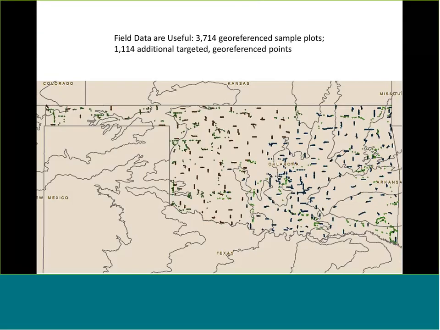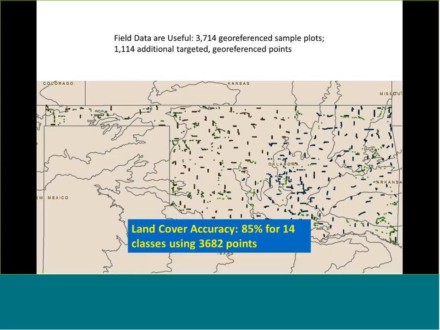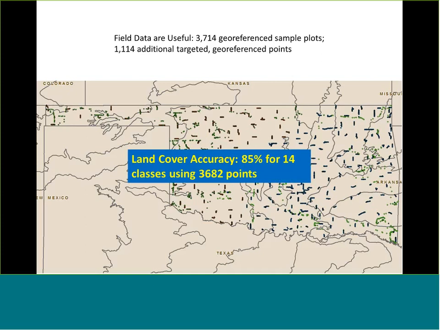Okay, field data. Again, Katie, during the course of 2 field seasons, collected 3,714 georeferenced sample points, the blue and the brown here. We came in behind her and collected 1,114 additional georeferenced points. We collected points in areas that were problematic based on the initial classification. The blue points are in phase 1 and the brown points are in phase 2 of this project. And the land cover accuracy using these points was 85% for 14 classes.